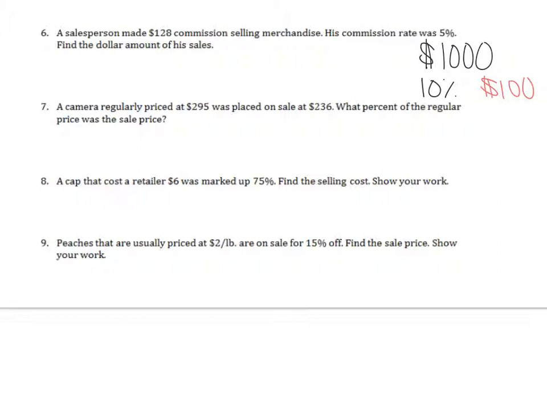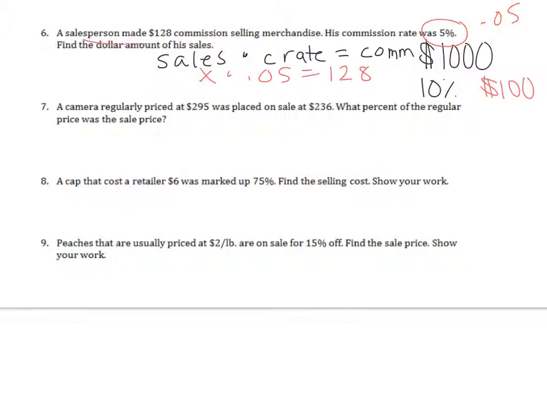So the equation is sales times commission rate equals your commission. So the sales, we don't know, times the commission rate, 0.05, because this is 0.05 as a decimal, equals $128, because the salesperson made $128 in commission. So you're going to divide 128 divided by 0.05 and get $2,560.